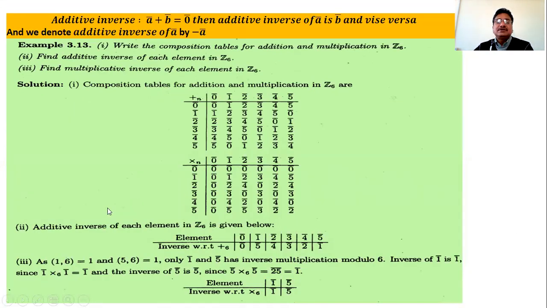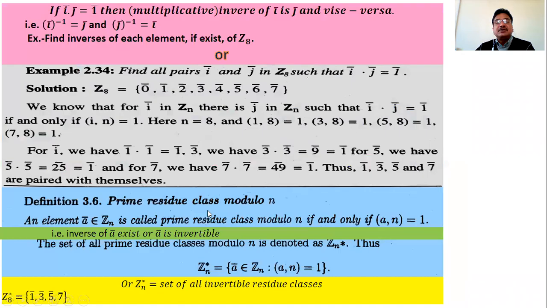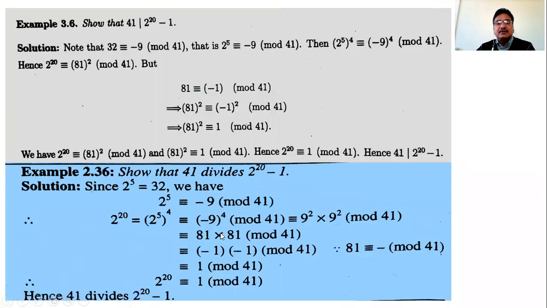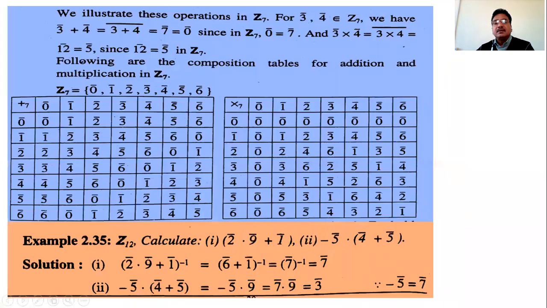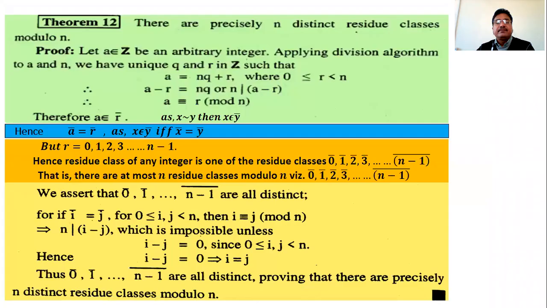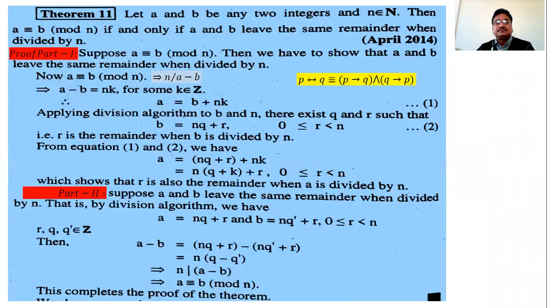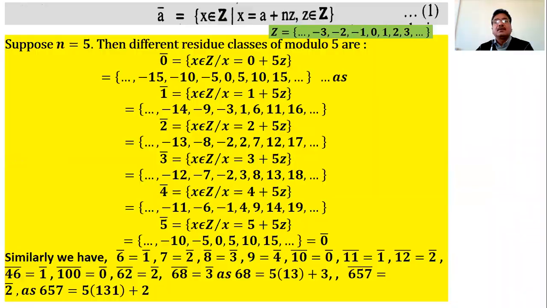So the same question: find the composition table for Z6 and then write the additive inverse and multiplicative inverse of each element. The additive inverse of each element exists, because when a bar plus b bar is 0 bar, then a bar and b bar are called additive inverses of each other. The additive inverse is denoted by minus a bar. So here is the problem, from the previous question, the composition table.